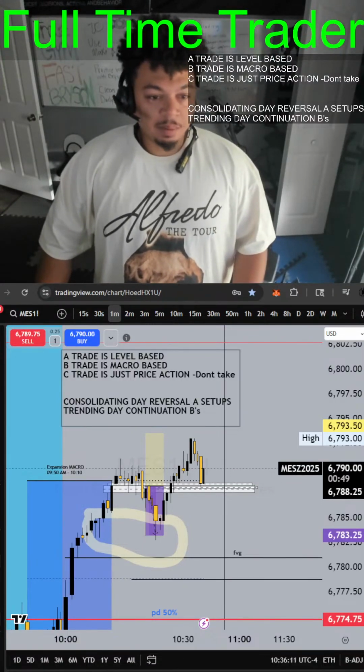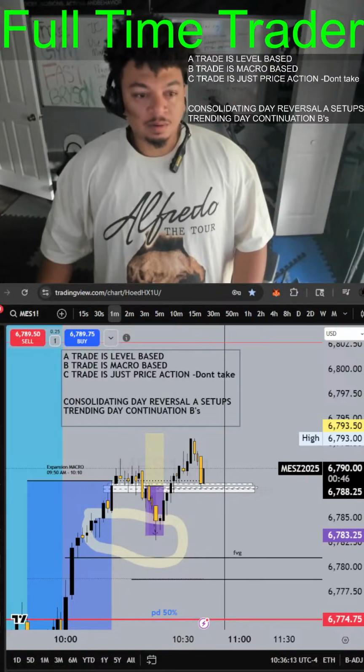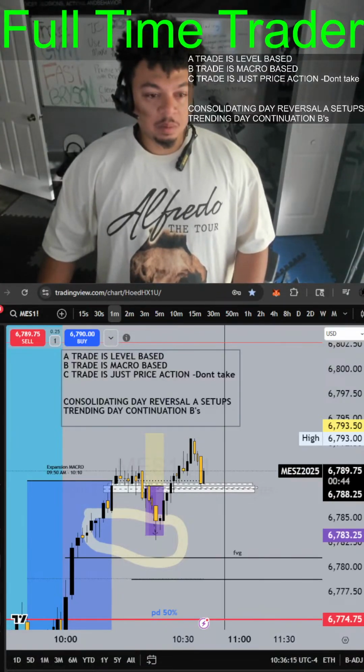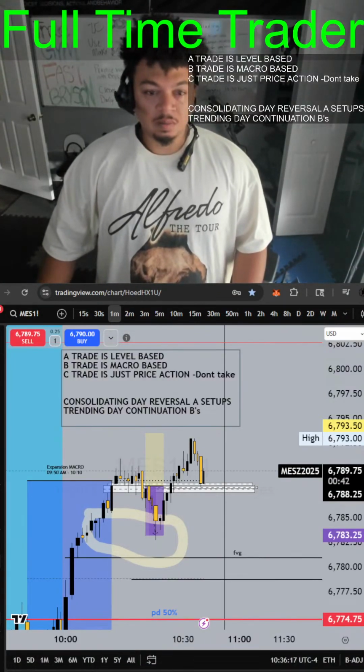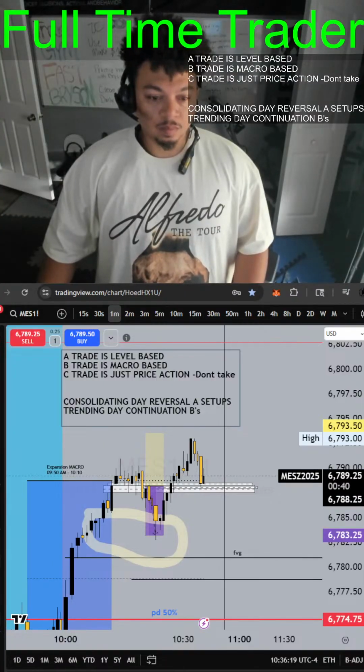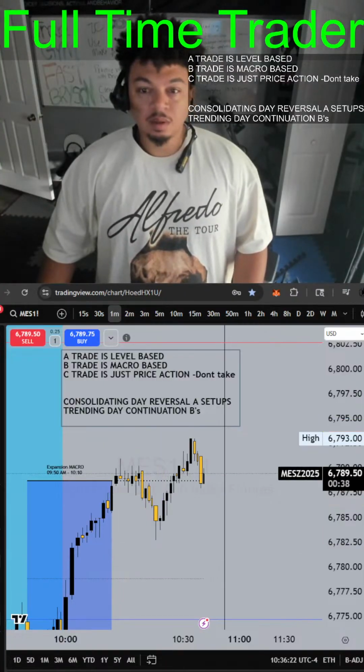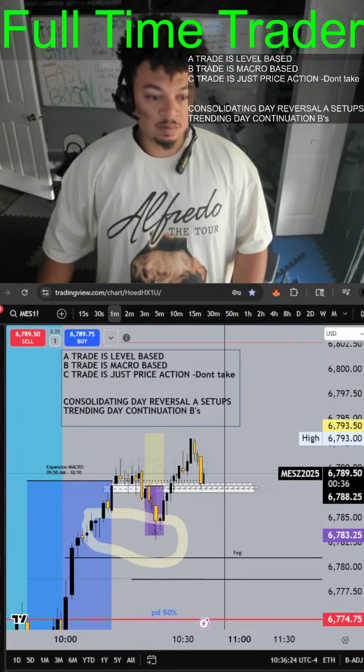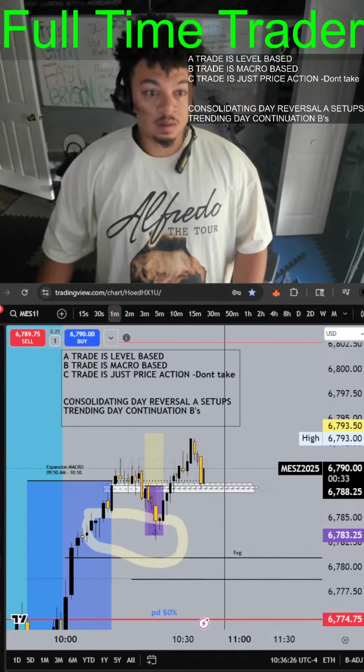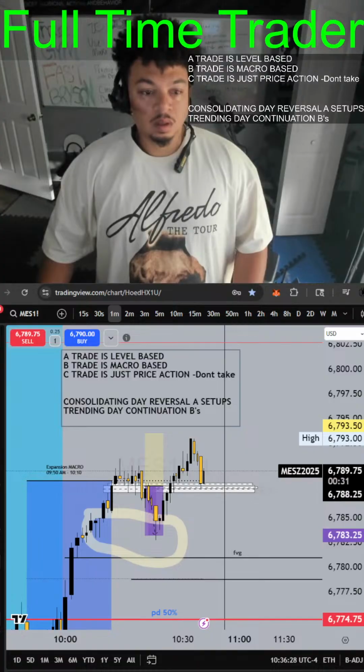How about this? Another potential buy. We hit the macro. We've got this volume imbalance. We've got all these levels. Is this another potential buy? Wait, let me undo what I just did. I want to keep certain stuff. Lock this. Lock that.